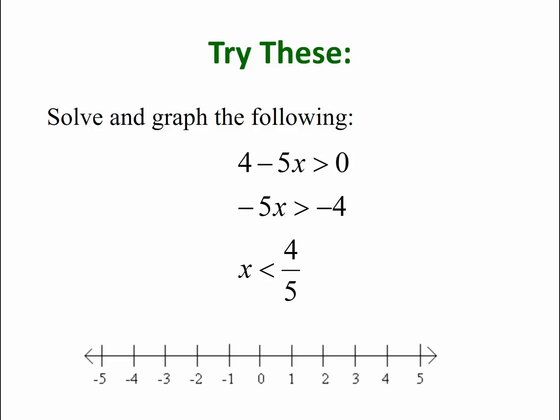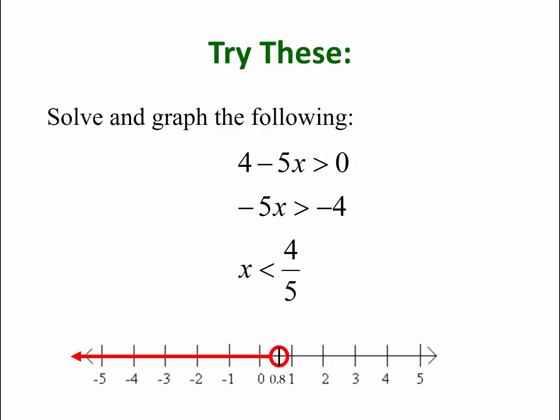So on the number line, we go to 0.8, and we want values less than that. We have to have an open circle here because this is not an equal to sign. This is what we call a strict inequality. So all values that are less than 0.8 will make the inequality a true statement.